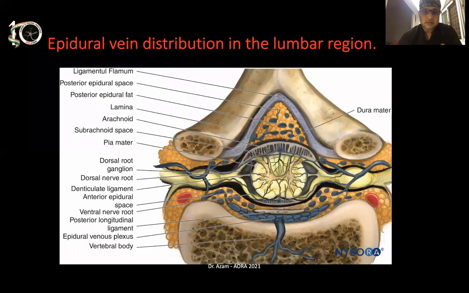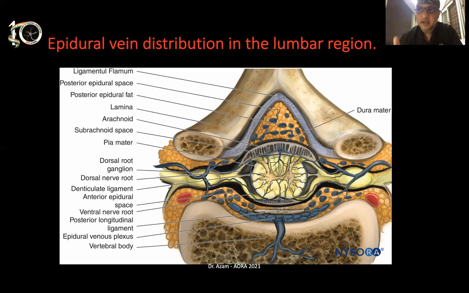So we need to know about something about epidural space. Now here, the epidural space surrounds the dura mater circumferentially and extends from the foramen magnum to the sacrococcygeal ligament. The space is bounded by the ligamentum flavum and laterally by the pedicles and intervertebral foramen, and anteriorly by the posterior longitudinal ligament.